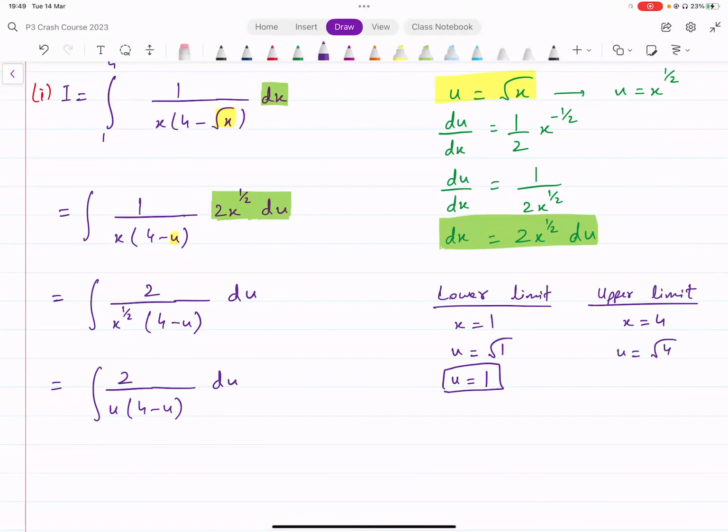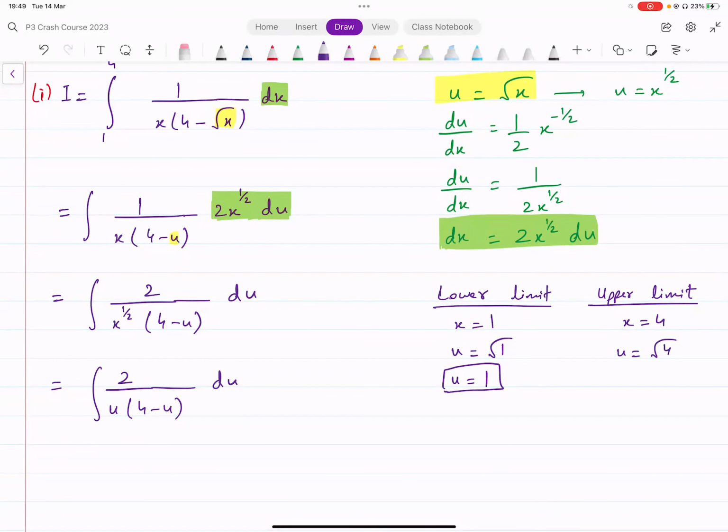In this case, they're not considering the negative case. So we will just write square root of 4 equal to 2 here, not minus 2. So these are the limits that you have from 1 to 2 for u. Once you convert it to something in terms of u, if you were to input the limits directly in this expression, the limits that you would be using here would be from 1 to 2.